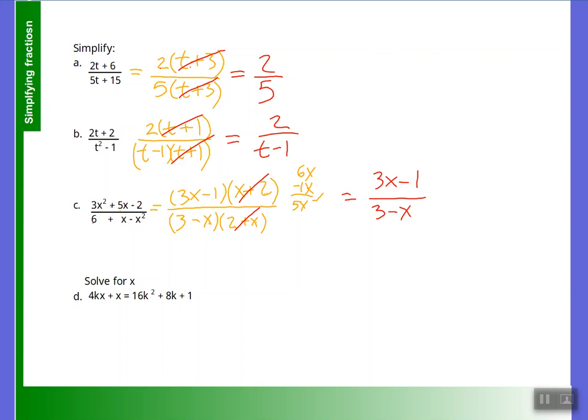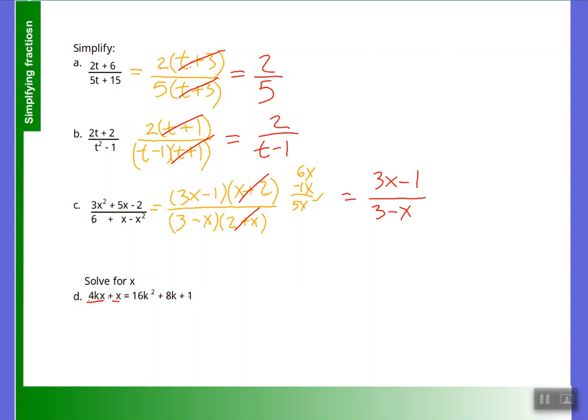All right. So, last one. We are going to solve for x. It's not as bad as it looks. Trust me, it's not. This is basically what we just did here. So we have 4kx plus x is equal to 16k squared plus 8k plus 1. All right. So, to solve for x, I would really like there only to be one x. But can I add 4kx with x? No, I can't. Absolutely not. I agree, because they are not the same term.